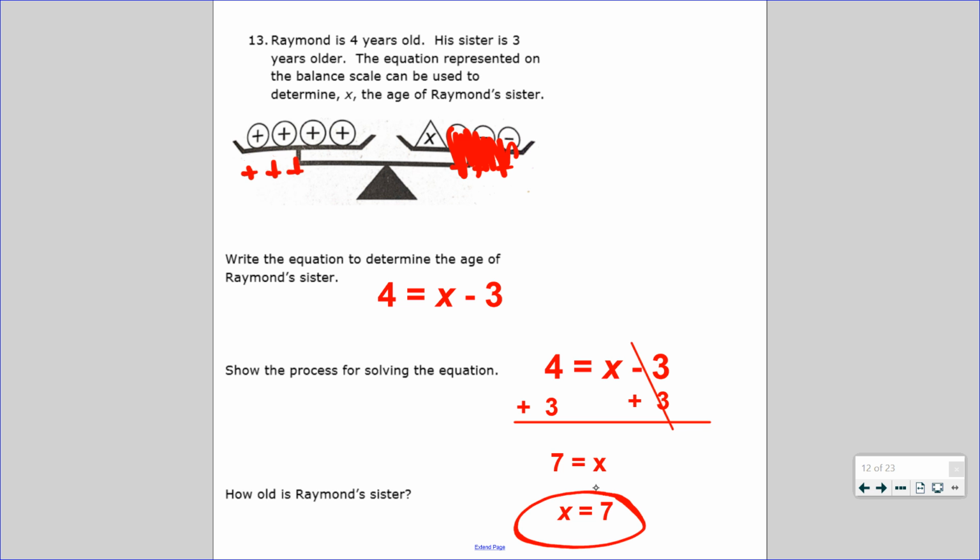Oh, but what if you want to write it as an equation? 4 equals x minus 3. So I need to do, here's x. I need to isolate x. What is the inverse or opposite of negative 3, or minus 3? Positive 3. Positive 3. Let's cancel. 7 equals x, or x equals 7.